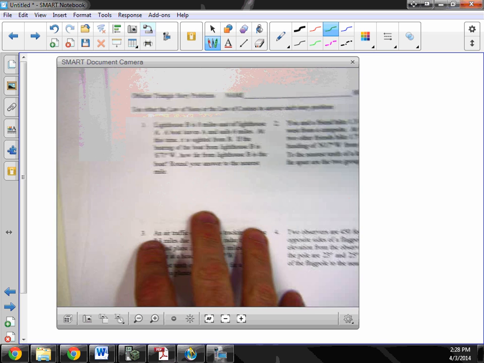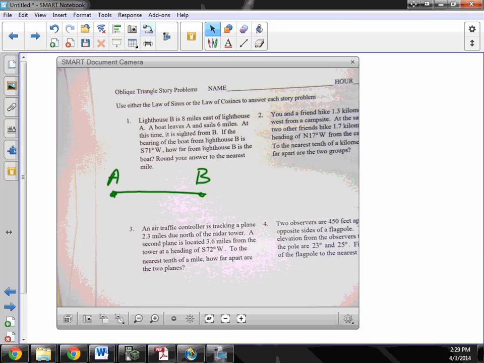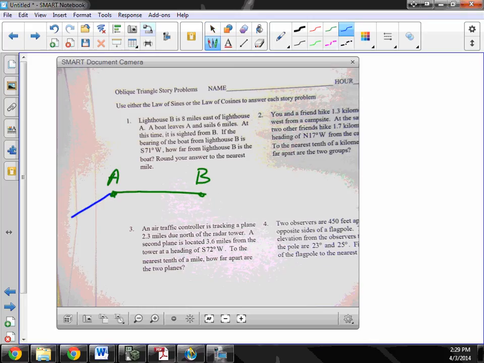I'll set it up for you and then I'll let you solve it. And it says round your answer to the nearest mile, which is nice. So lighthouse B is 8 miles west of lighthouse A. So here's A, here's B. A boat leaves A and sails 6 miles. In what direction? We don't know. So actually, well, so if this was 6 miles, the boat could be anywhere in that circle, right? On the circle.